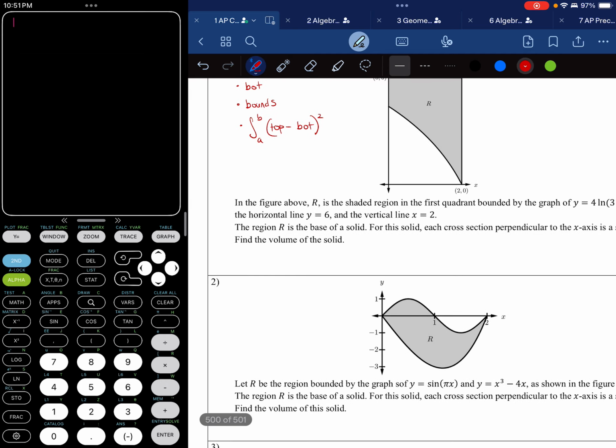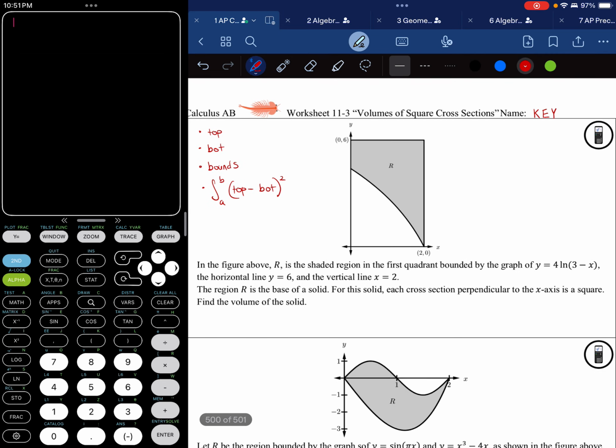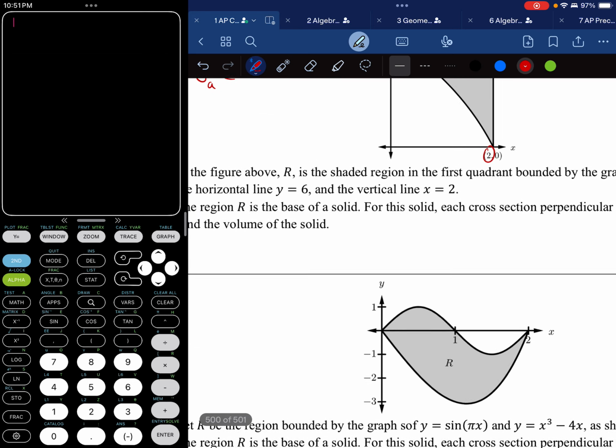Here we go. For the first one, do we have the top function? It says that the top function is just y equals 6. So the top function is just 6. The bottom function is this 4 natural log. So I'm going to label this the bottom function. And then the bounds look like we go from 0 to 2. We have everything ready to go. Let's plug everything in here.